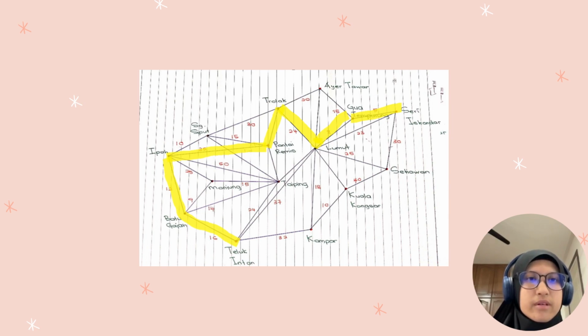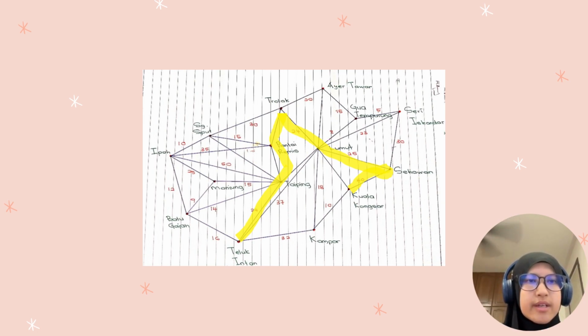So for the first spanning tree, Teluk Intan to Batu Gajah is 16, Batu Gajah to Ipoh 12, Ipoh to Pantai Remis is 35, Pantai Remis to Trolak 30, Trolak to Lumut 24, Lumut to Gua Tempurung is 3, Gua Tempurung to Seri Iskandar is 5.